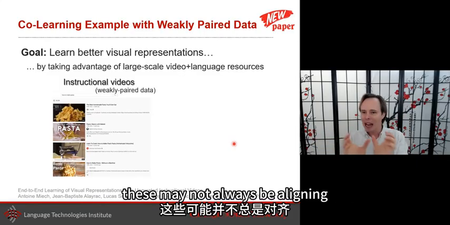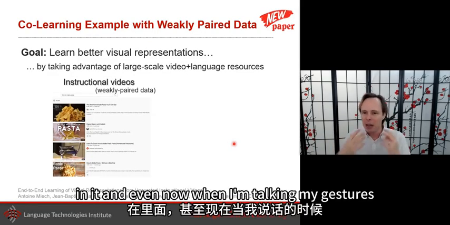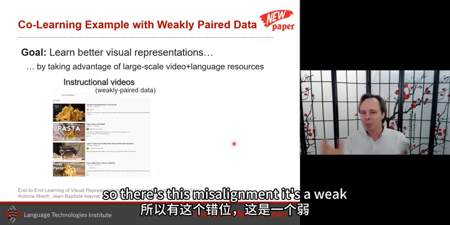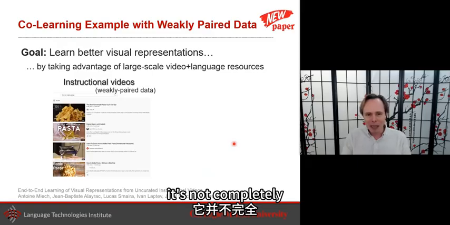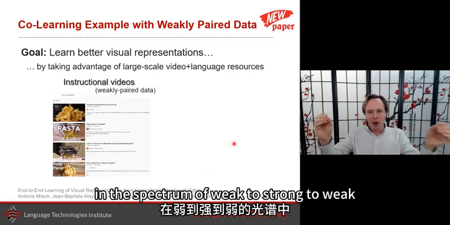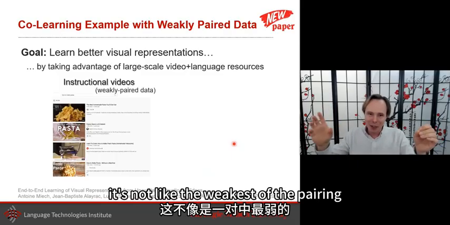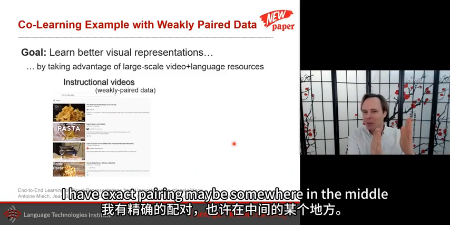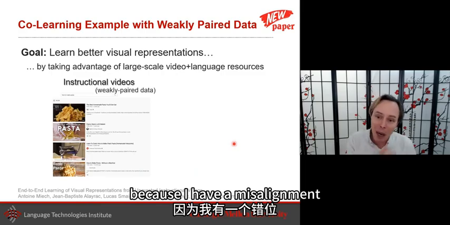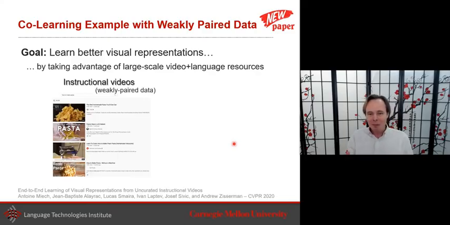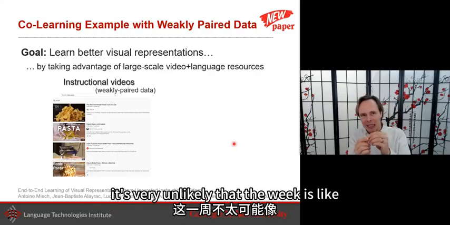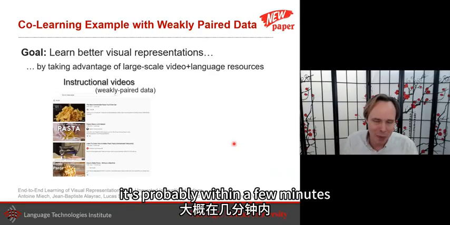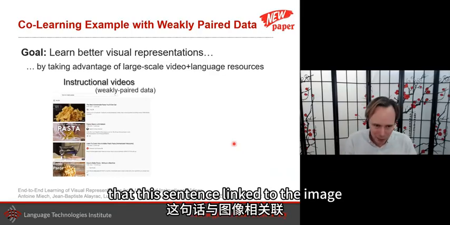These may not always be aligned, and even now when I'm talking, my gestures may not be completely aligned. So there's this misalignment. It's not completely in the spectrum of weak to strong. It's not the weakest of pairing, but it's definitely not an exact pairing. It's maybe somewhere in the middle, because it's temporal video, it's very unlikely that the link is 2 hours before or 2 hours after. It's probably within a few minutes that this sentence is linked to the image.